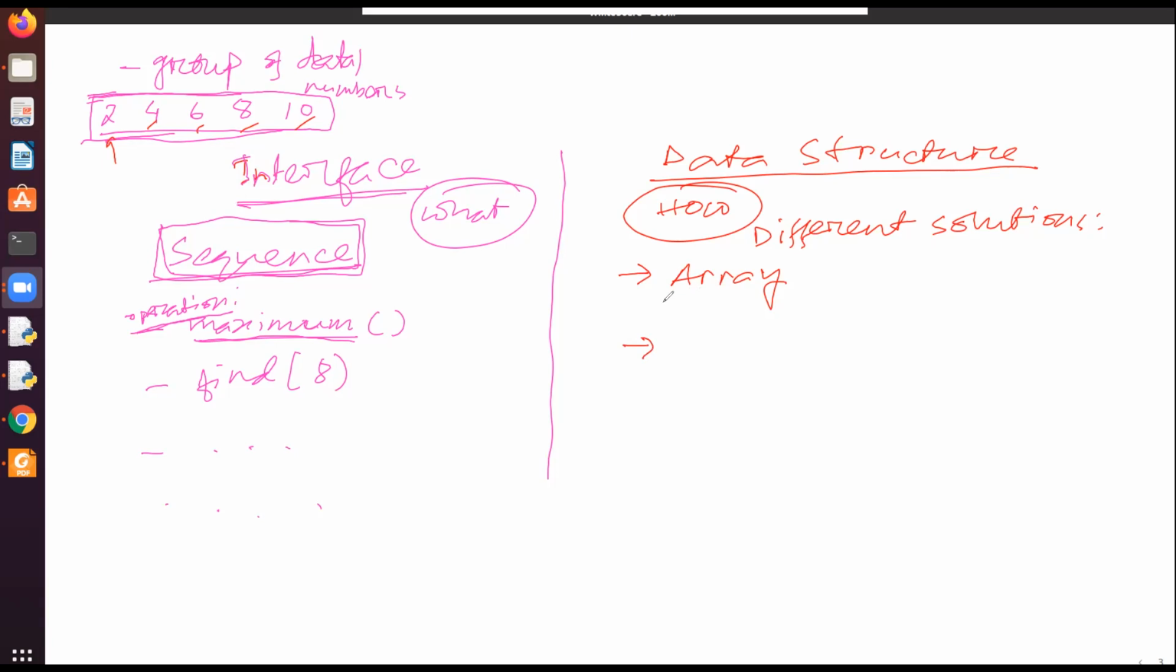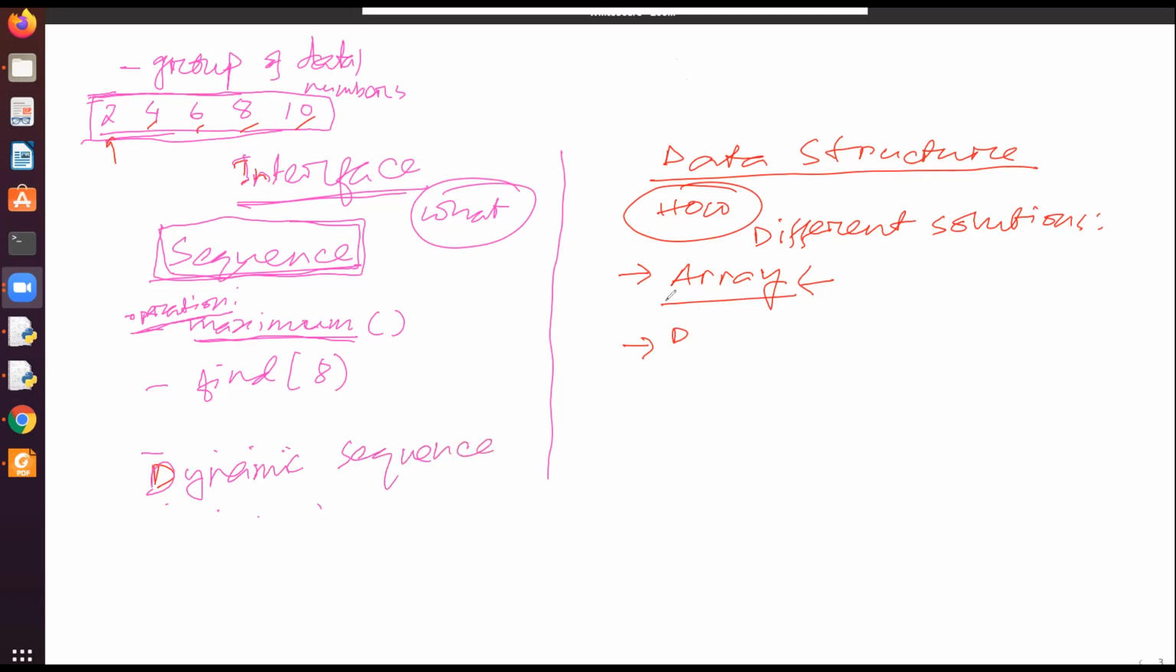Another solution can be, as we'd see when we discuss in lecture two, that an array has some strengths, but it also has some problems. So we introduce another interface. This is the static sequence operation, and we'd be defining another interface which we'll be calling dynamic sequence.